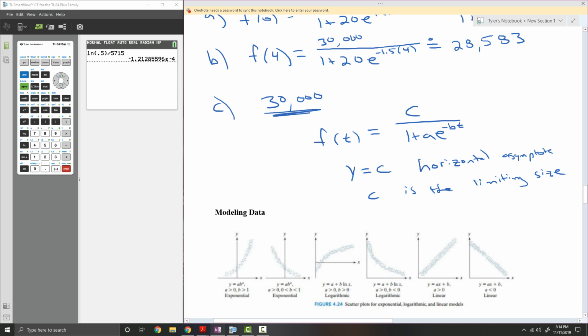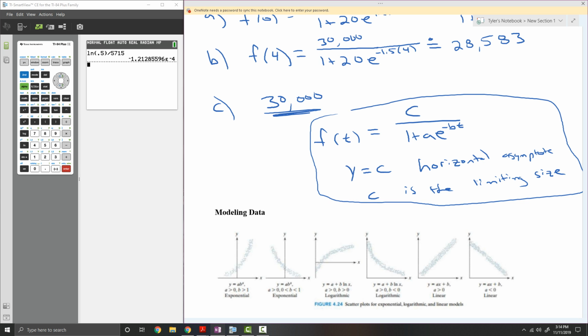Right? So you could think about that one either way. So when you have this logistic growth model, you're going to have a horizontal asymptote at y equals c. Whatever number's in the numerator is c.